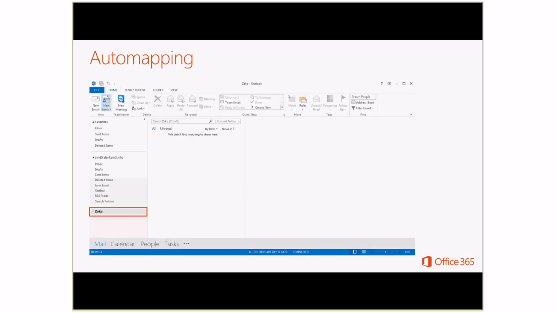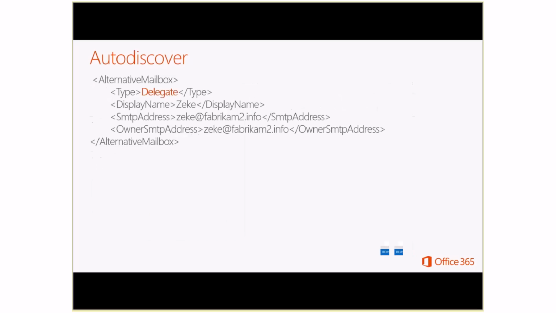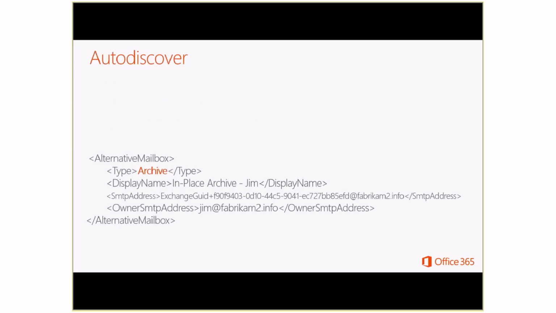How does this mailbox get in there automatically? That is done via Autodiscover. So when you look at the Autodiscover response, you'll see an alternative mailbox with a type of delegate for every user that they have full access to. And if it's an archive mailbox, the alternative mailbox type would be archive. And then in there, the SMTP address is pretty ugly. You wouldn't want to add that manually. So we would find one or both of those in the Autodiscover response.